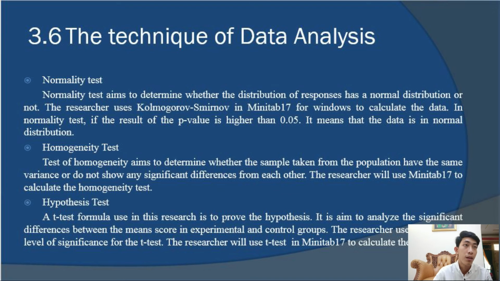And 3.6, the technique of data analysis. There are three tests that I will use to analyze the data. The first one is the normality test. The normality test aims to determine whether the distribution of responses has a normal distribution or not. The researcher used Kolmogorov-Smirnov in Minitab 17 for Windows to calculate the data. In the normality test, if the result of the p-value is higher than 0.05, it means that the data is in normal distribution.